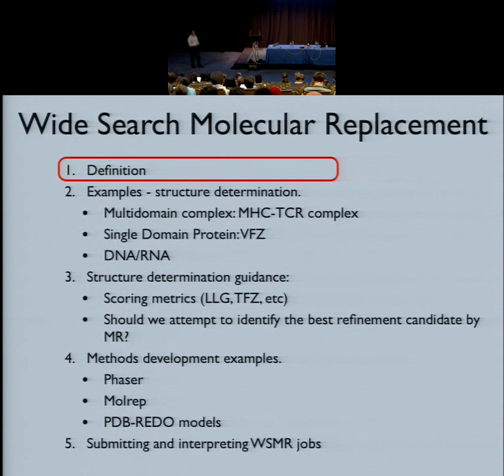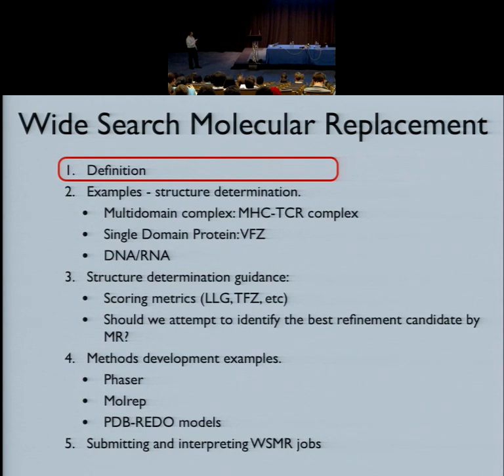So what I'll do in the talk, I'll briefly provide you the definition of the wide search molecular replacement. I'll go over 3 examples with the multi-domain protein complex, single domain complex, as well as DNA, RNA structures. Then I'll tell you what we've learned from those examples in terms of scoring metrics, as well as in terms of selection of potentially the best model that can be taken to the subsequent structure refinement or modeling. And we'll extend it to the examples showing how this can be useful for evaluating the metrics in different applications.